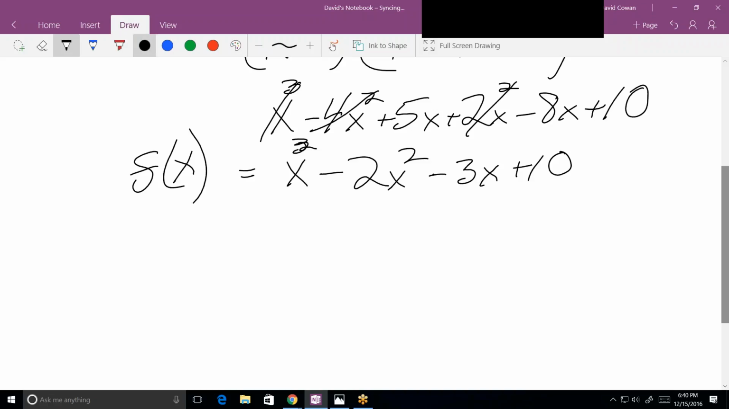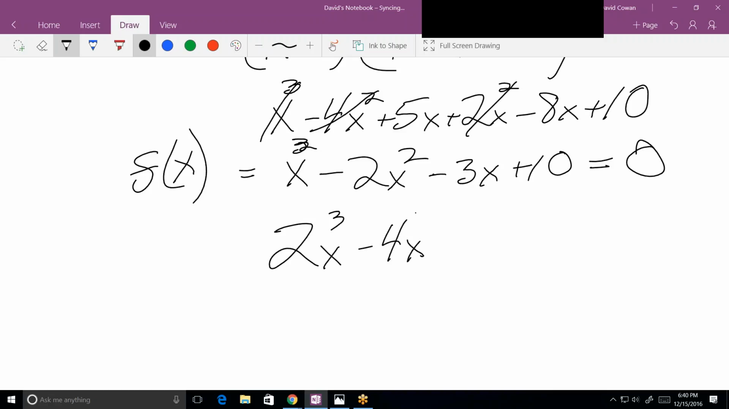Remember what this is. This is equal to 0, right? In other words, I can find the zeros, which means it's equal to 0. I did find the zeros. Well, if I multiply both sides of the equation by 2, it stays equal to 0, only what I'm left with is 2x cubed minus 4x squared minus 6x plus 20. That's also equal to 0, but these are different functions. That might be f of x. This is actually 2 times f of x.